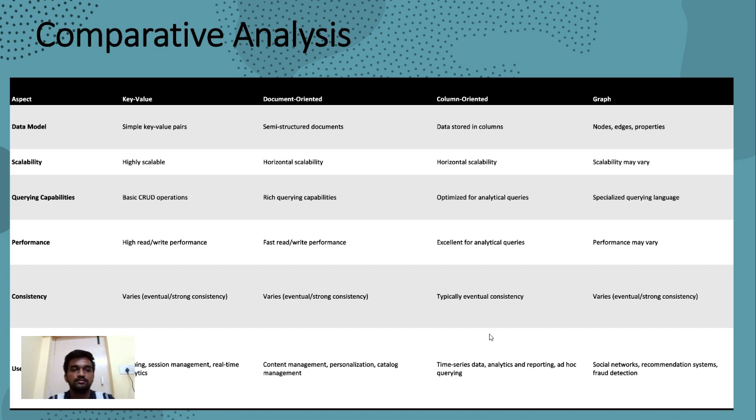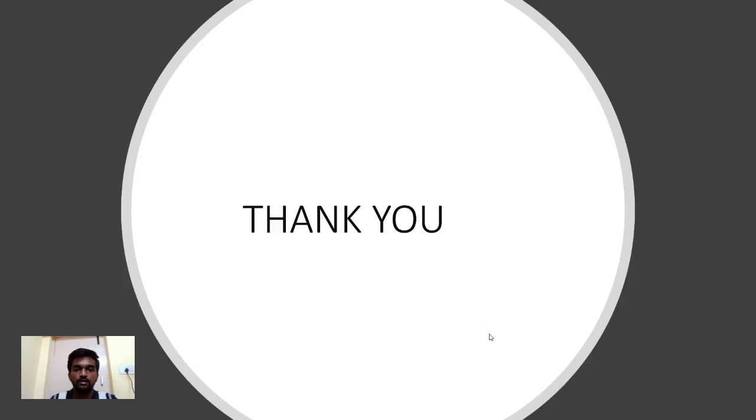Next is consistency. In key-value pairs and document-oriented, it varies between eventual and strong, but it is typically eventual consistency because it works on BASE properties. E means eventual consistency. Column-oriented is typically eventual consistency. Graph also varies. Next is use cases. Key-value is used for caching, session management, real-time analytics. Document-oriented is used in content management, personalization, catalog management. Column-oriented is time series data, analytics and reporting, ad hoc queries. Graph examples are social networks and recommendation systems. Thank you.